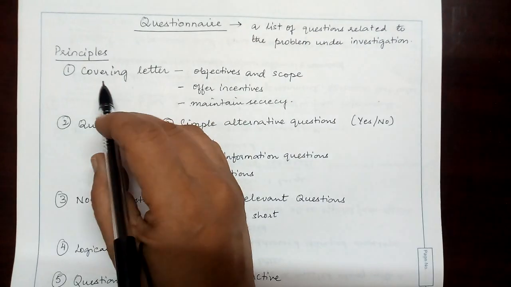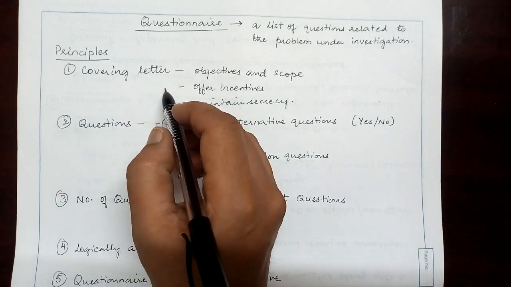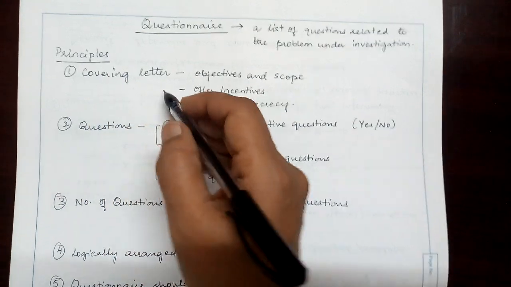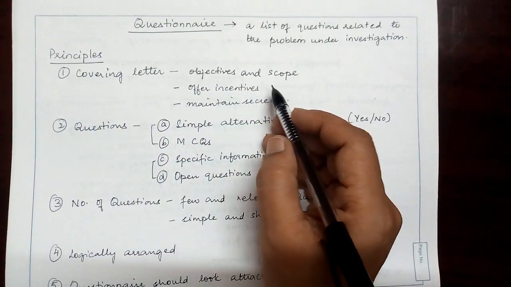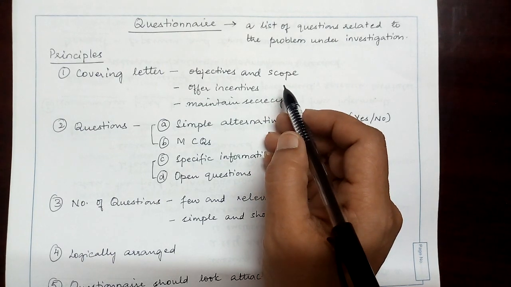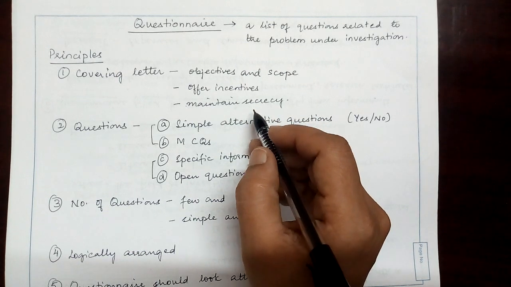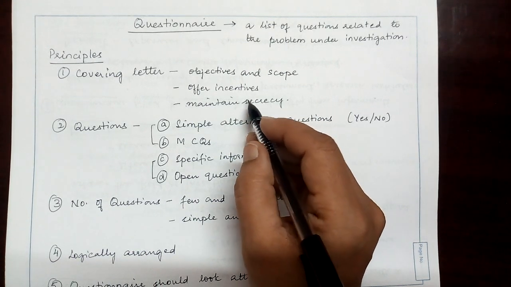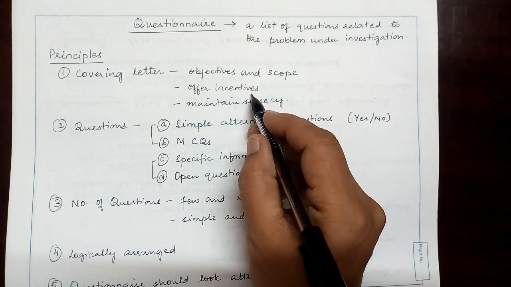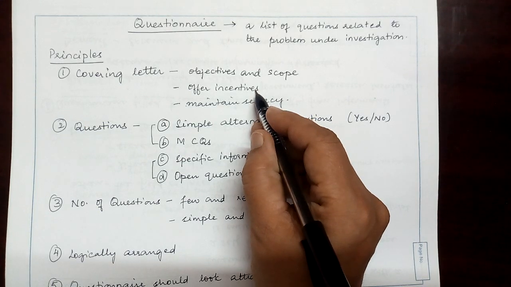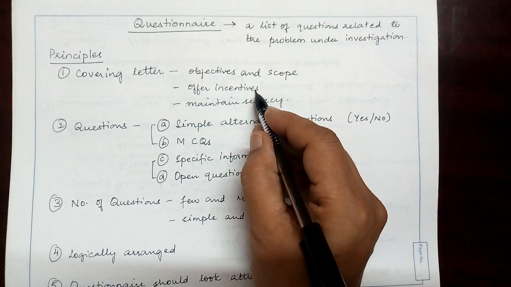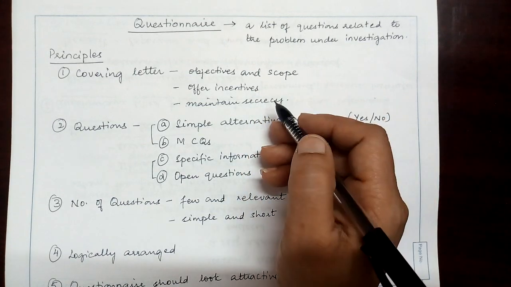So the principles are, first one, the covering letter. It should have objectives and scope. It should assure respondents about their secrecy, and it should also offer incentives. So unless an incentive is given, a respondent might not be really interested in filling up the questionnaire.